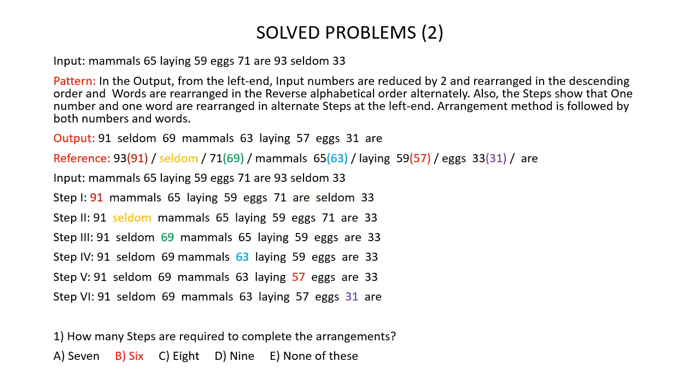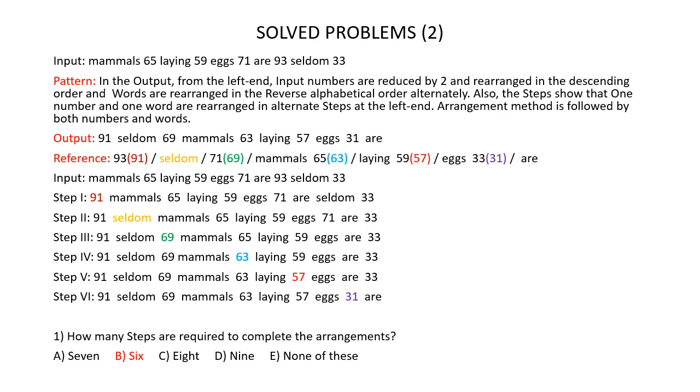The next element in the reference is seldom. Now for step 2, since the arrangement method is followed by both numbers and words, in step 2 write 91 in the same place as in step 1, that is in the first position from the left end. Next, write seldom in the second position from the left end in step 2. The rest of the elements of step 1 are written as they are in the same order in step 2.